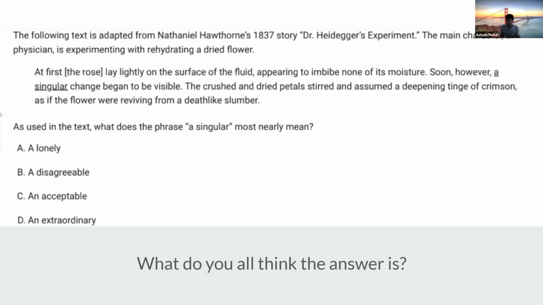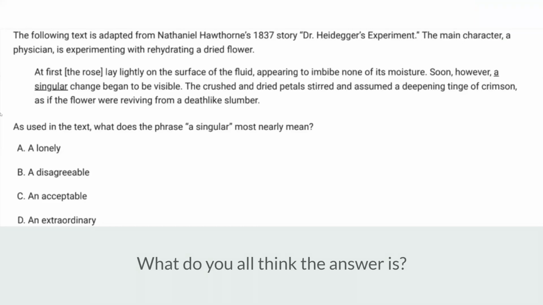So that's why vocabulary, along with reading comprehension, is critical. Let's take a look at our answer choices. B, disagreeable. Nothing in the sentence says anything about it. That is a negative connotation, right? Disagreeable does not create good feelings, right?